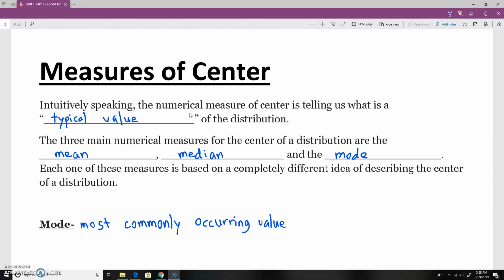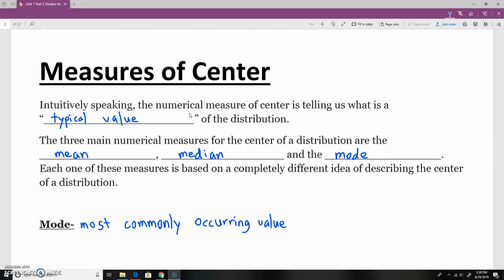All right, guys, we're going to be looking at the second half of Unit 1. That's going to be our next section. This half, we're going to start off by looking at what we call measures of center. Basically, measures of center tell us what's a typical value of the distribution.